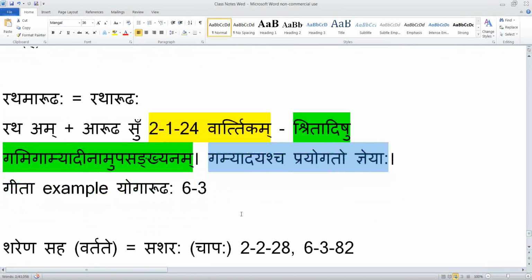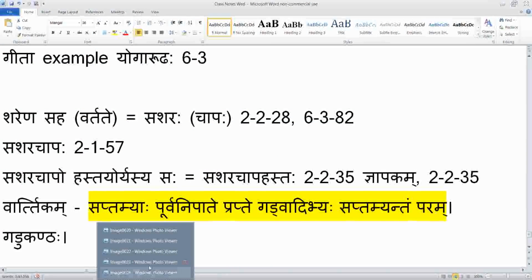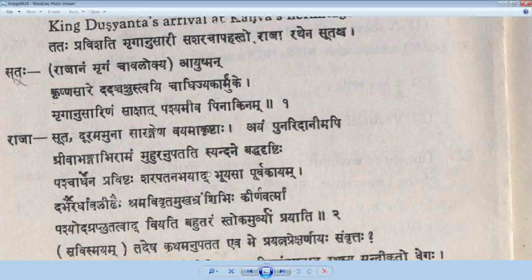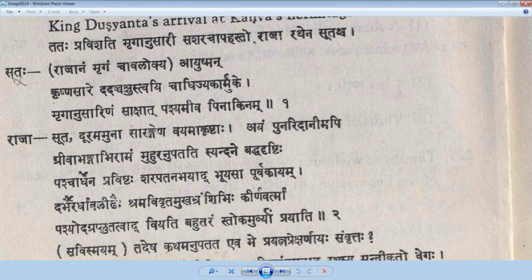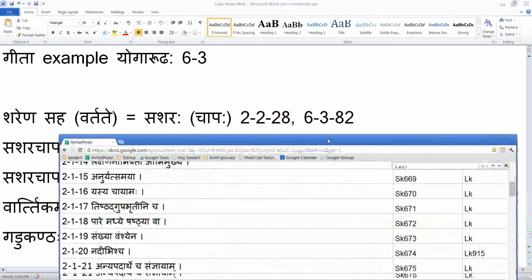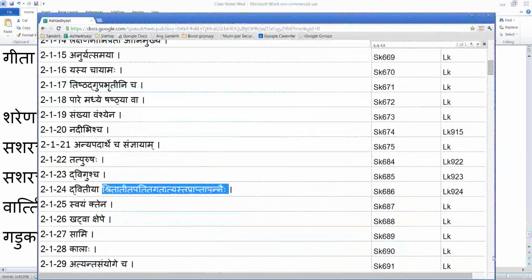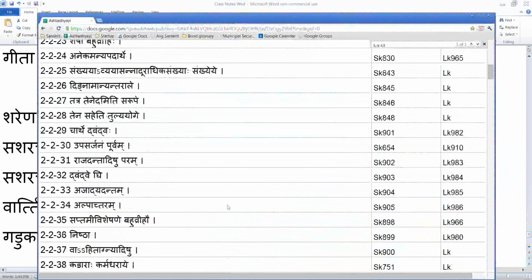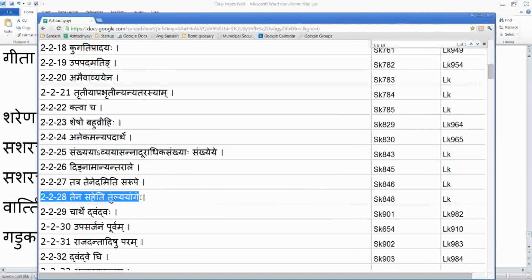Okay, now how about this compound over here, which is Sashara Chapahastaha. We can first form Sashara. Sashara is Sharena Saha Vartate Sasharaha Chapaha. It is a bow which is with the arrow. So the sutram which we have learnt is 2.2.28, Tena Saheti Tulya Yoge, in the Bahuvrihi compound. So please go back and practice from your notes. We have done all these sutras in the class. Tena Saheti Tulya Yoge, 2.2.28. When something participates with something else in an action, then we can say it is Tulya Yoge. In this case, even though there may not be an action, we can say Sharena Saha Vartate.